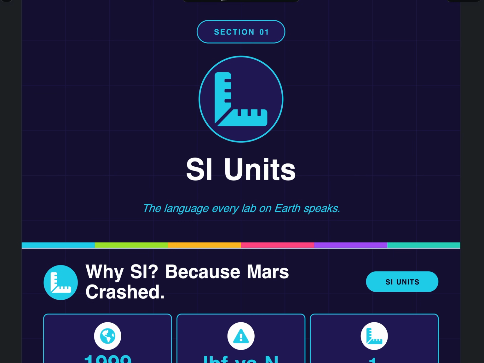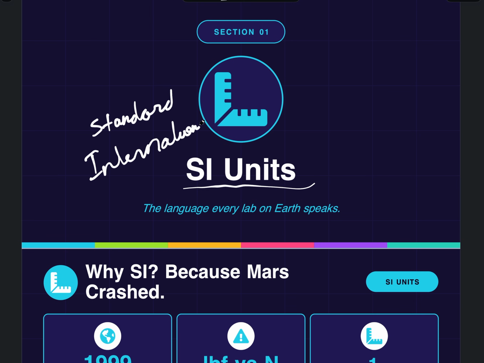Now, this time we're going to go over something called SI units, which stands for Standard International. So, as you can probably guess from the name itself, Standard International means it's standard across the world. Which means the entire world uses these units. That's why they're so efficient to communicate with.